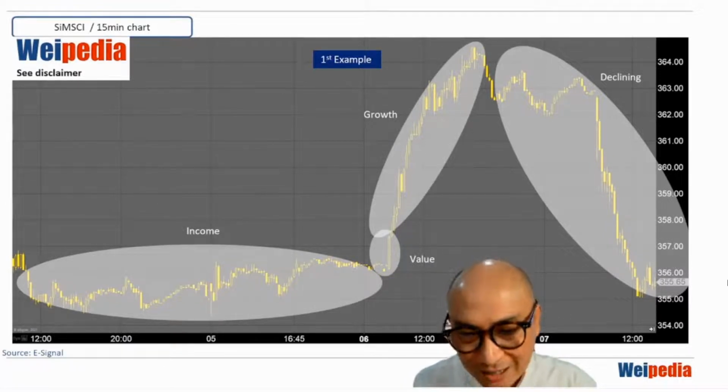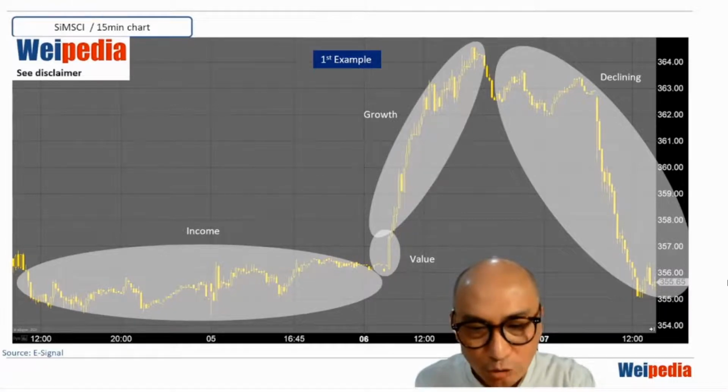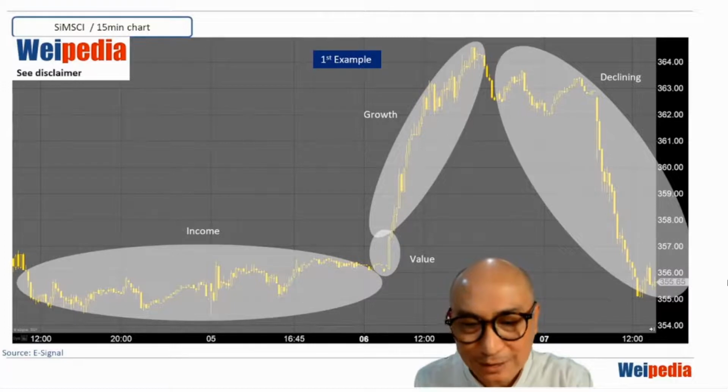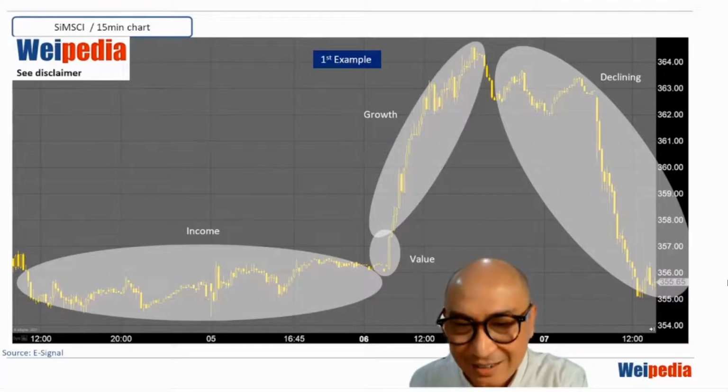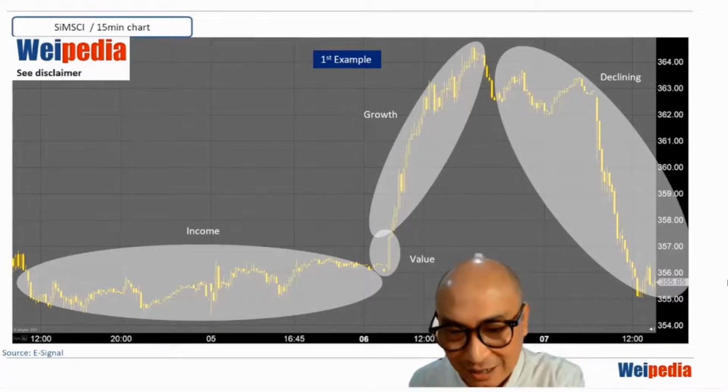Market will range in the income stage. Then sometimes there's a breakthrough. It breaks away from the range in the value stage. And it could sustain this breakaway. It will enter into a growth stage. But once the growth stage gets a little bit tired, it may enter into a decline stage as well.